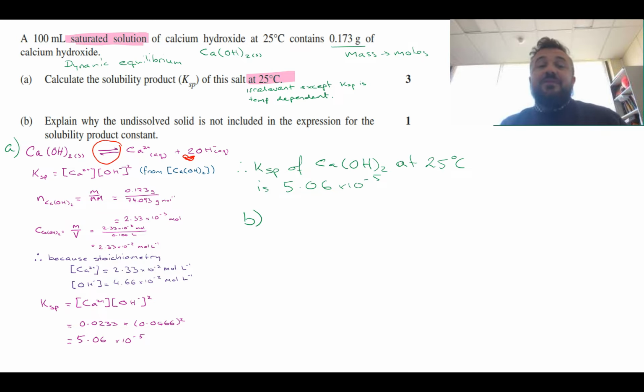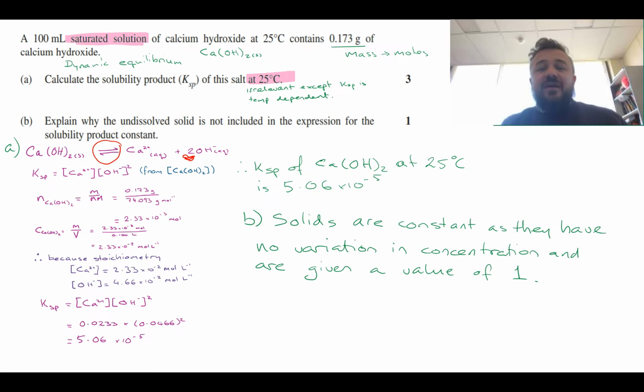Now, part B: explain why undissolved solid is not included in the expression for the solubility product constant. This is just a simple marker. The first question was aimed at band 4.5. This is aimed at band 3.5, and that's because solids are constant in their concentration, so they don't have a variation in concentration. So we just give them a value of 1. And because it's products over reactants, that would make it this value here over 1, so we can ignore it.